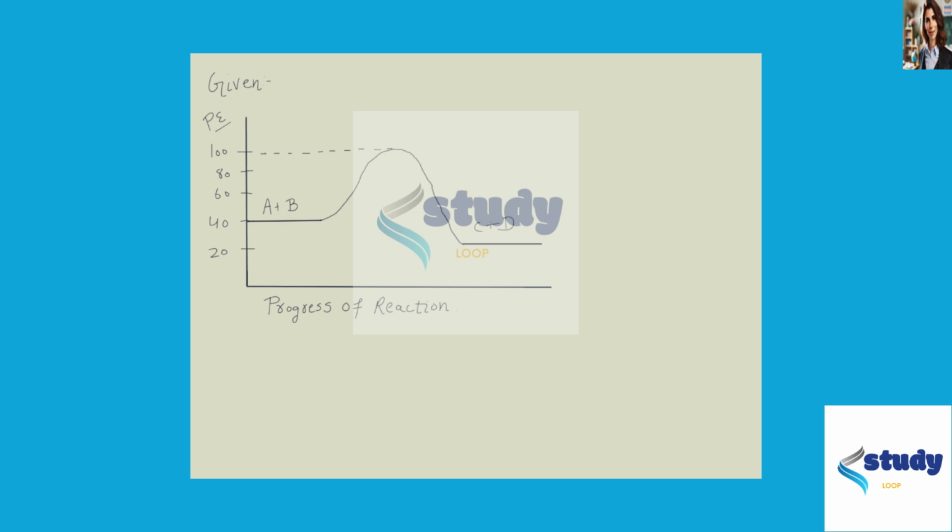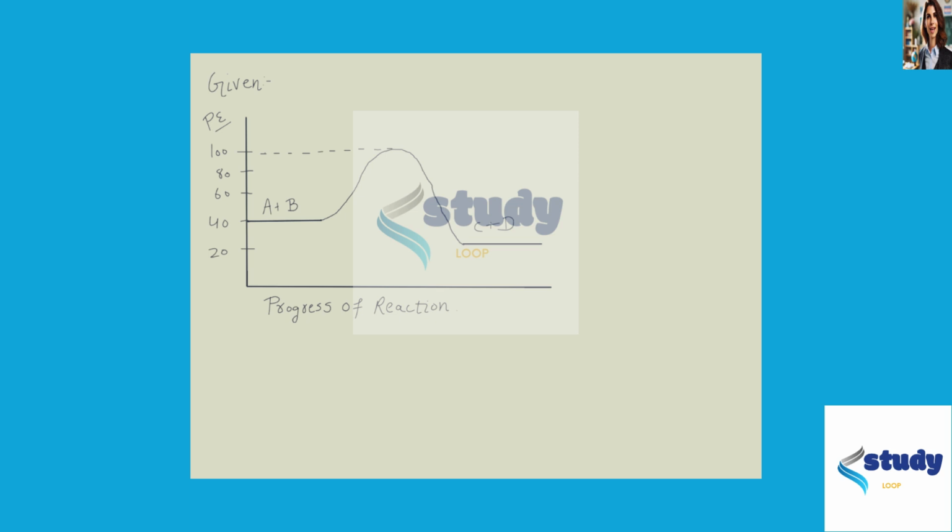Hello. So in this question, we are given a graph that is made between the potential energy and the progress of reaction. We firstly have to find out whether the graph represents an endothermic or an exothermic reaction. So let's start solving it.